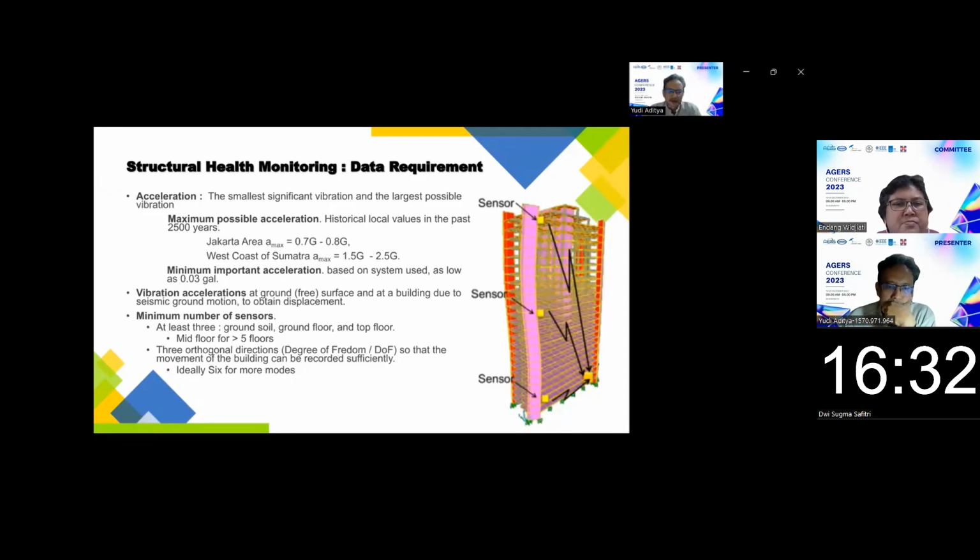Vibration acceleration at the ground surface and at the building due to the seismic ground motion should be measured to obtain displacement. Minimum number of sensors: at least 3, ground soil, ground floor, and top floor. Additionally, a mid floor for buildings with more than 5 floors. Three orthogonal directions or degrees of freedom, such that the measurement of the building can be recorded sufficiently. Ideally, we have six or more modes.